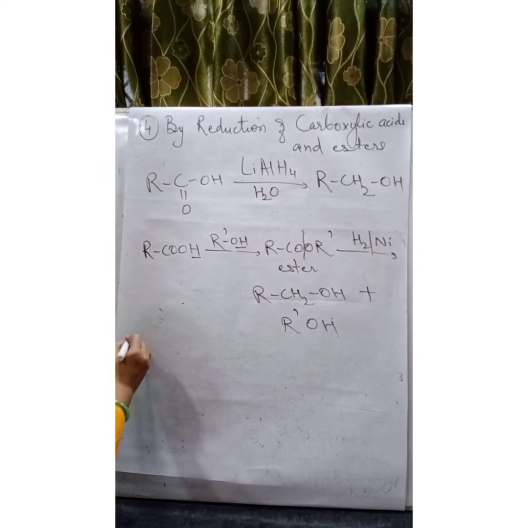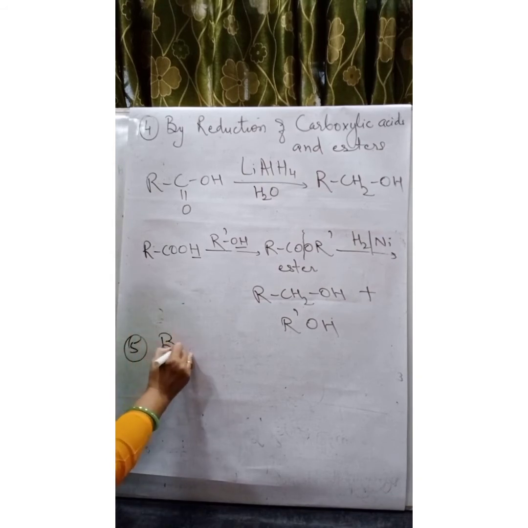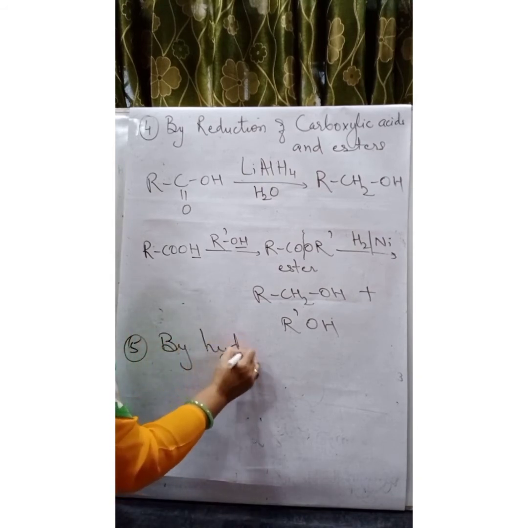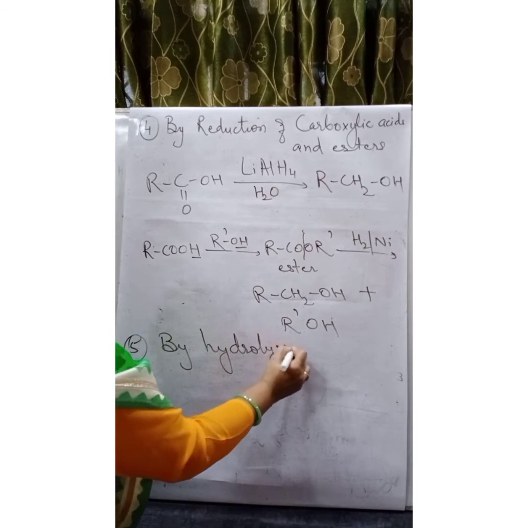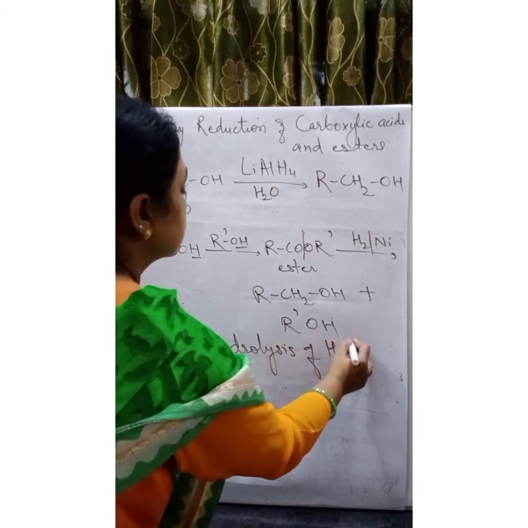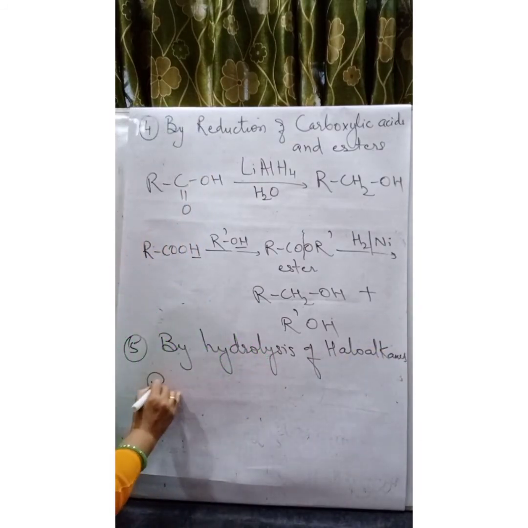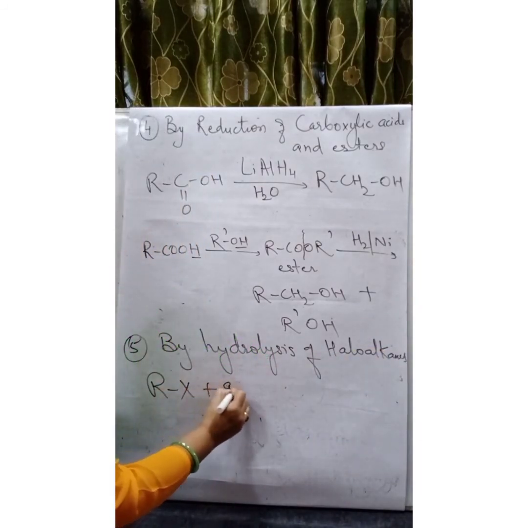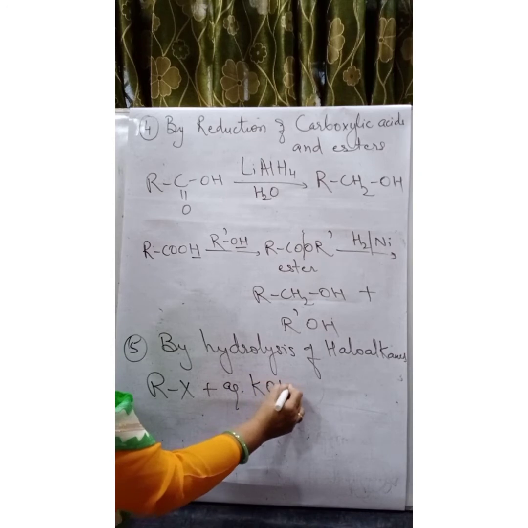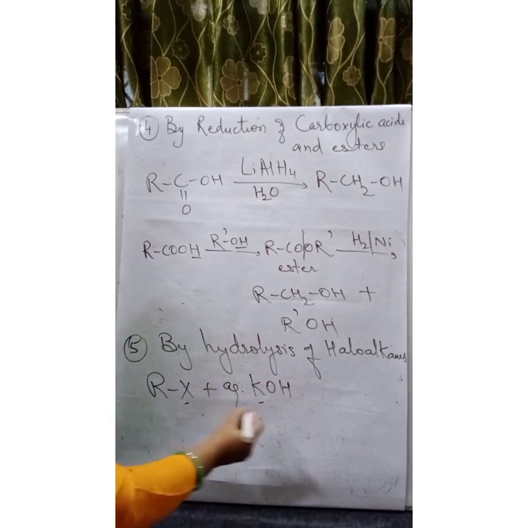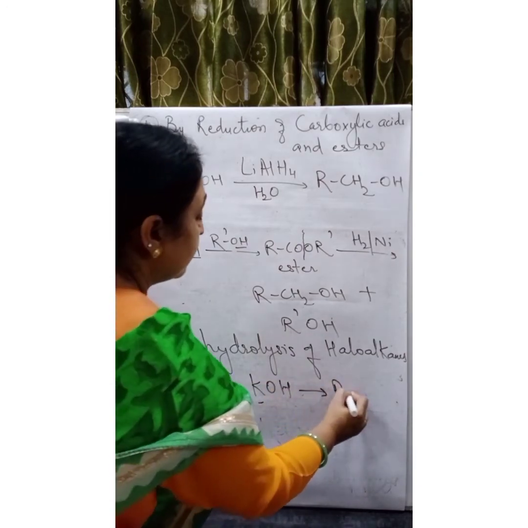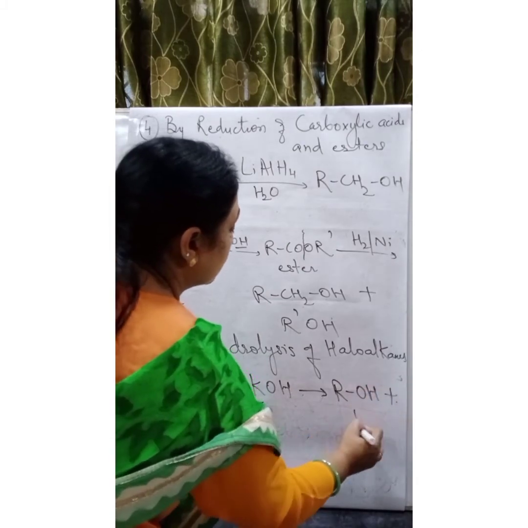The next method is by hydrolysis of haloalkanes. RX, when you treat it with aqueous KOH, KX is going to form as a byproduct and it will form an alcohol.